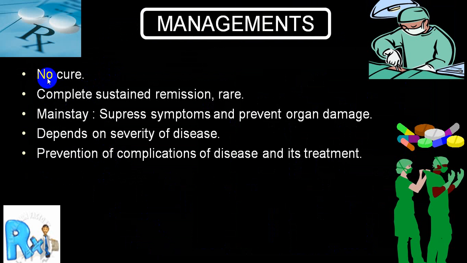Management: there is no permanent cure. Complete sustained remission is also not very common, it is difficult. The main goal is to suppress the symptoms and prevent organ damage. The prognosis will depend upon the severity of the disease and how fast you treat. Mainly, you have to prevent complications of the disease and see that you give proper treatment.